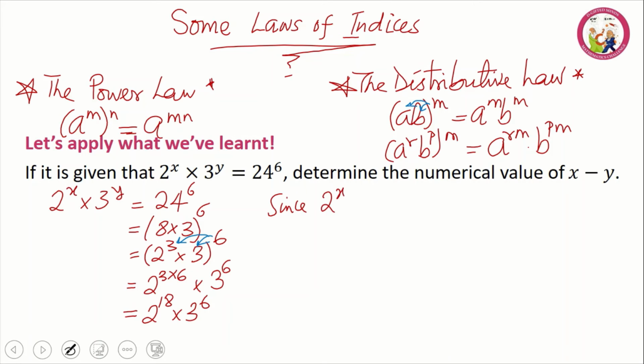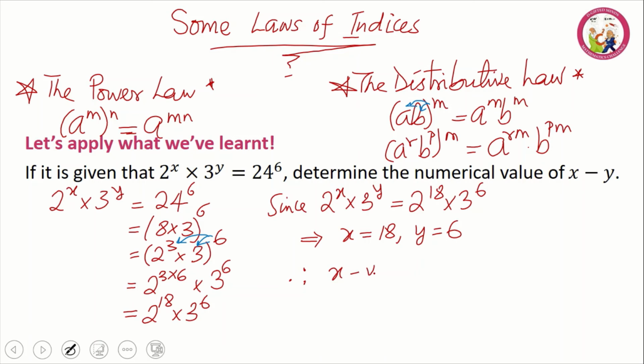Now since 2 to the power of x times 3 to the power of y is equal to 2 to the power of 18 times 3 to the power of 6, it implies that the value of x must be equal to 18, while the value of y will be 6, so that the value of x minus y will be equal to 18 minus 6, which is equal to 12. That brings us to the end of this solution.